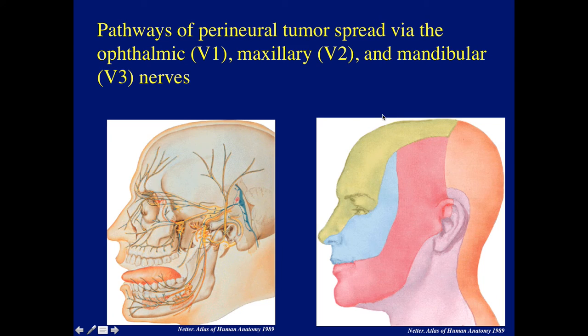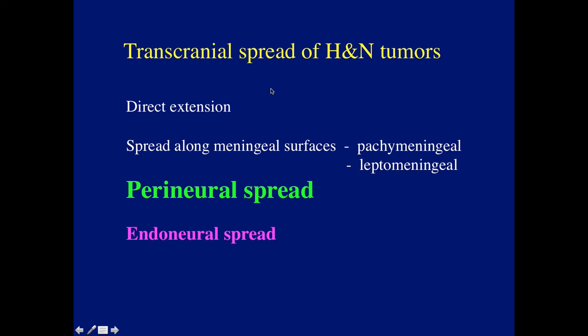Okay, now let's move to the last section about perineural spread, which, you will see in my other lectures, involves all the divisions of the trigeminal nerve. Now, there are different kinds of head and neck tumor and different ways of spreading. You can have direct extension. You can have spread along meningeal surfaces, either the pachymeninges or leptomeninges. Then you have perineural spread and endoneural spread. That's what I wanted to focus on.